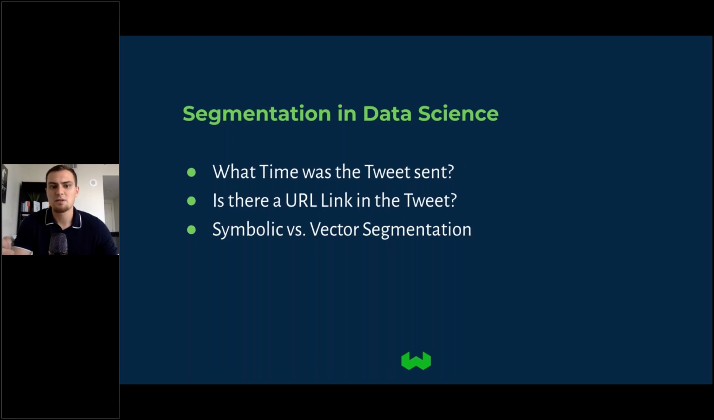We want to ask questions like, how does this distribution vary based on what time the tweet was sent, or is there a URL link in the tweet? And these are examples of symbolic segmentation. We have these symbols, features in our data set that we can use to separate out distributions and have this kind of correlation analysis between variables and other values that we're interested in. And this will transition us into this idea of, instead of symbolic attributes, segmenting analytics based on vector representations.